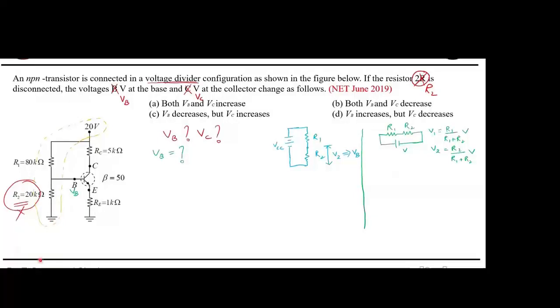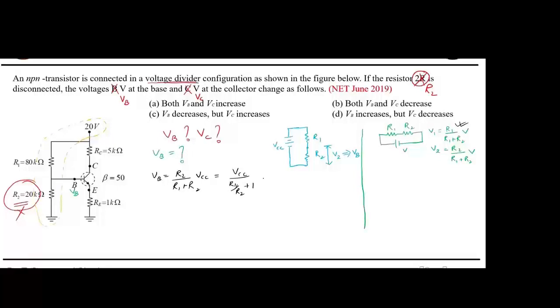Yes, sir. Okay, now can I write VB is equal to R2 divided by R1 plus R2 into VCC? Can I write like this? Yes, sir. Using this trick, yes or no? So I can remodify and write it as R1 by R2 plus 1. Can I write it like this? Yes or no?